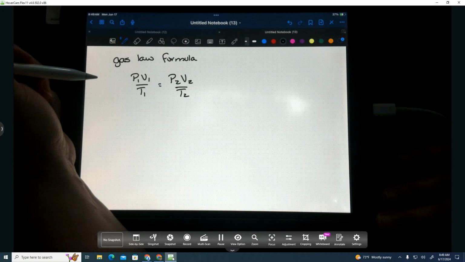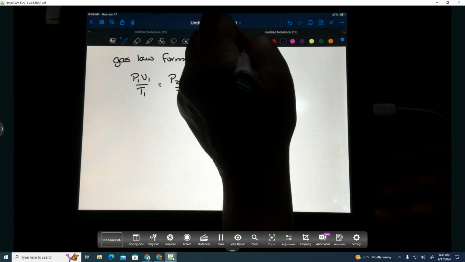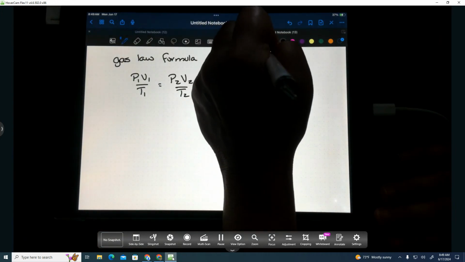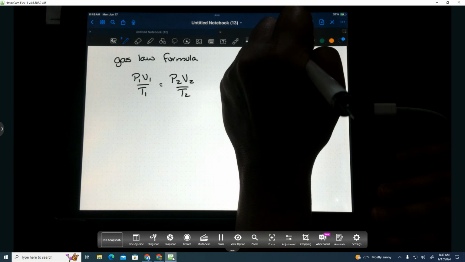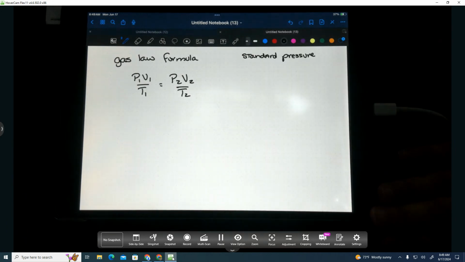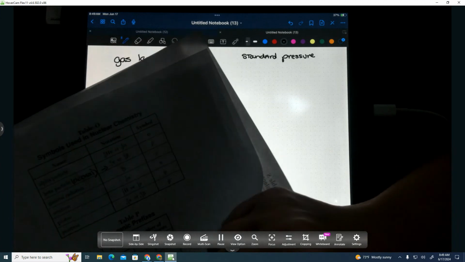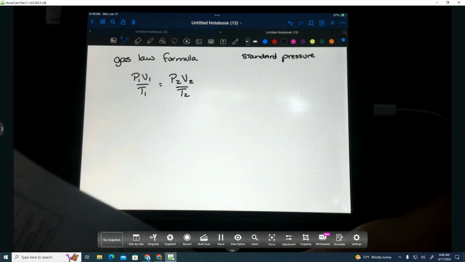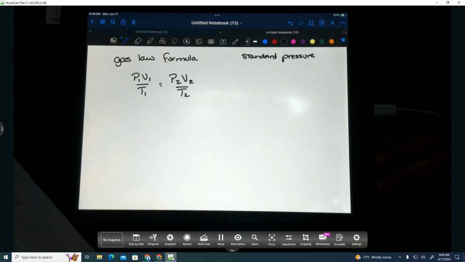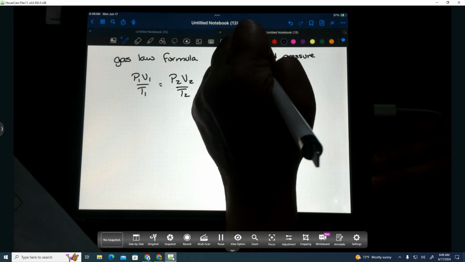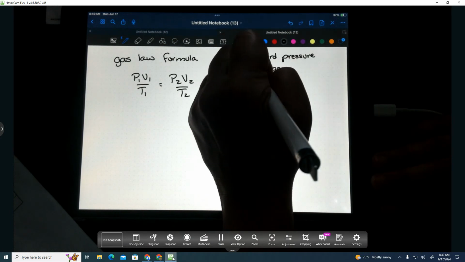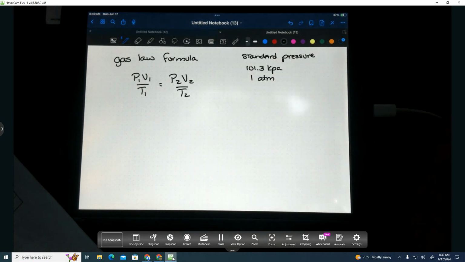P stands for pressure. You can find standard pressure on Table A, on the front of your reference table. Standard pressure is 101.3 kilopascals or 1 atmosphere. Those are your standard pressures. Which one do I pick? It depends on what the other unit is that they gave you in the problem.